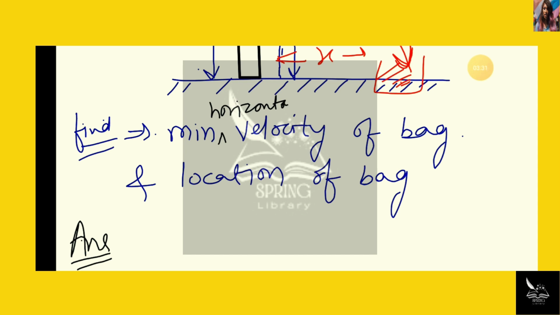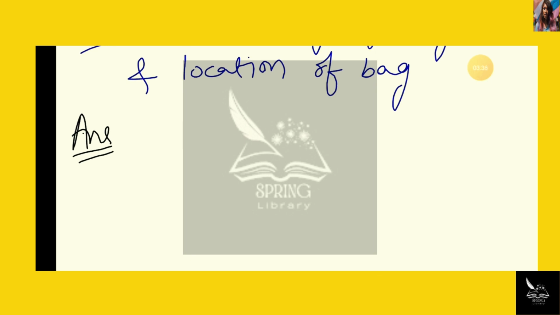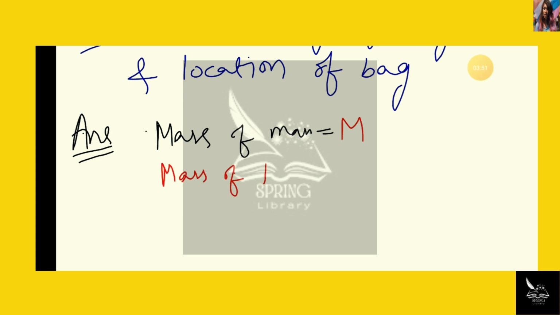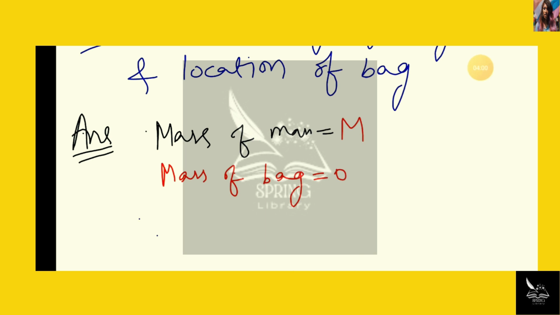First I write the given data. The mass of the man is capital M, and the mass of the bag is small m. Since the man is initially at rest at the edge of the roof, the initial velocity of the man is equal to 0.